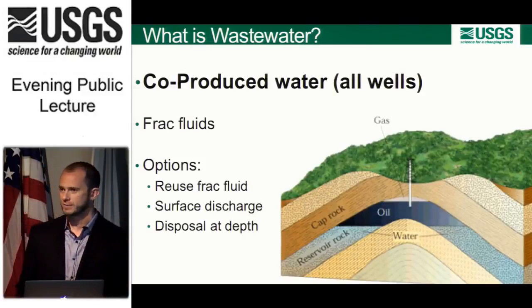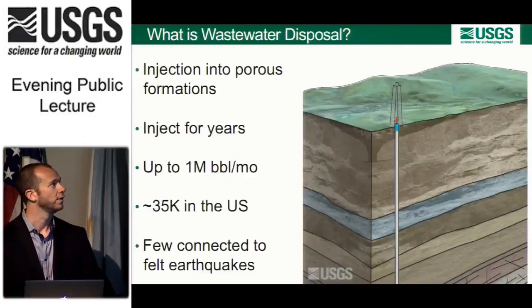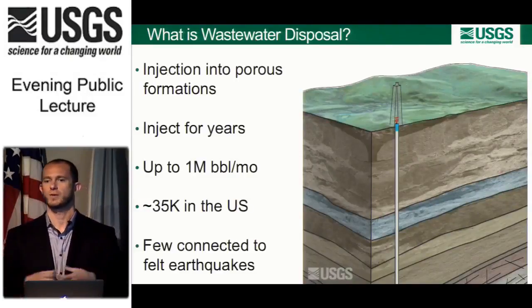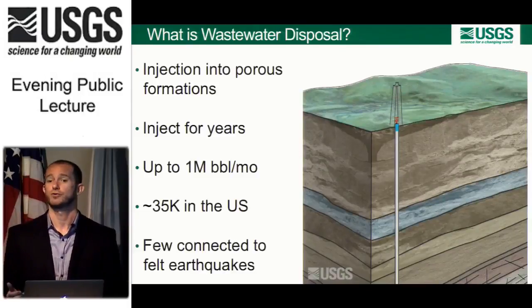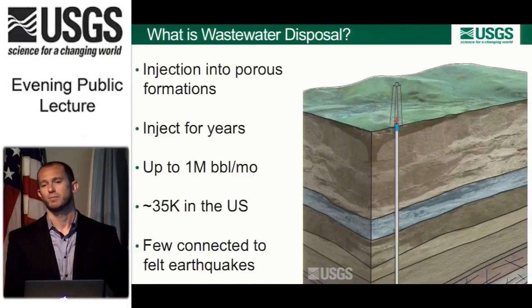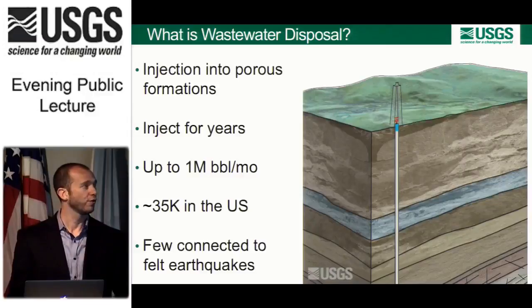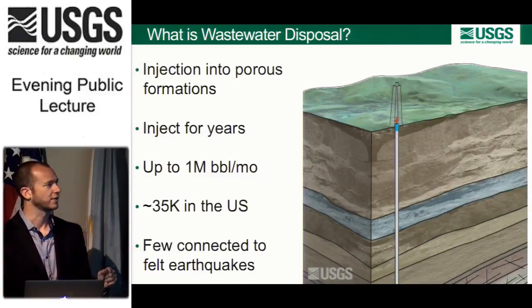But what is very commonly done is you dispose of this water at depth into a wastewater disposal well. And so a wastewater disposal well, you're going to be injecting into a very porous formation, something that'll take this water easily. And you're going to operate this well probably for years or maybe even decades. Some of the largest wells you can inject over 1 million barrels a month, so much bigger than a frac job. And over the course of history in the United States over the last few decades, there have been about 35,000 of these operating in the U.S. I believe there's about 30,000 that are active at the moment.